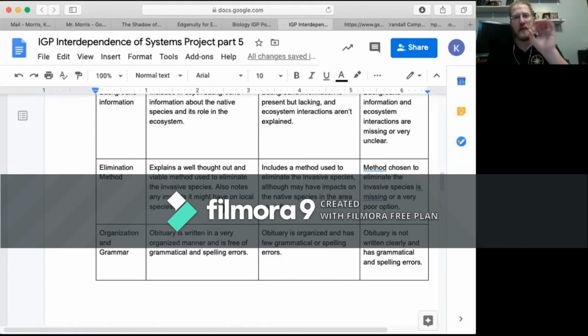Once again, it needs to be one full page in length. If you have any questions whatsoever, by all means, all you have to do, email me. If you don't have any questions, then go ahead and complete the project.